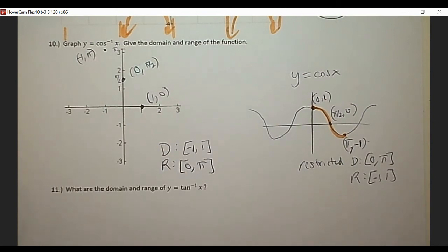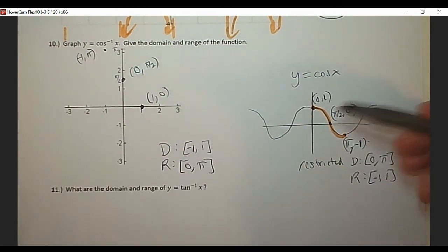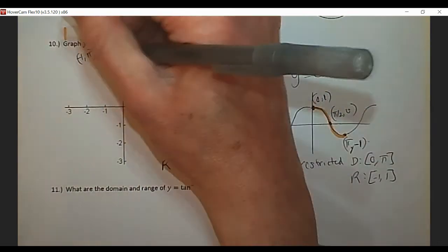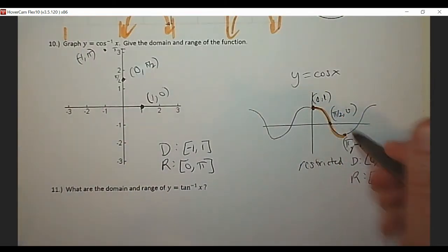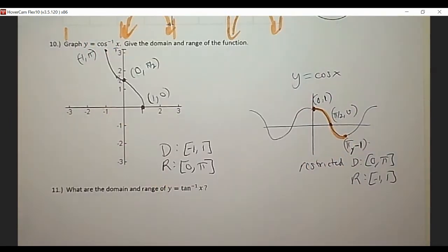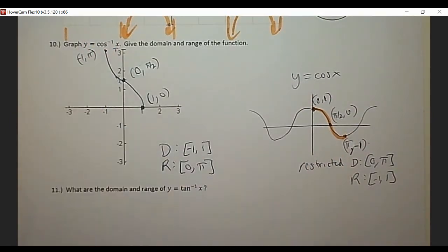And finally, to do our graph, we want to reverse the concavity. So from left to right, this is concave down, concave up. So we're going to reverse that. Instead of down and then up, we're going to go concave up and then concave down. And that'll match the graph that you have in your notes for inverse cosine.